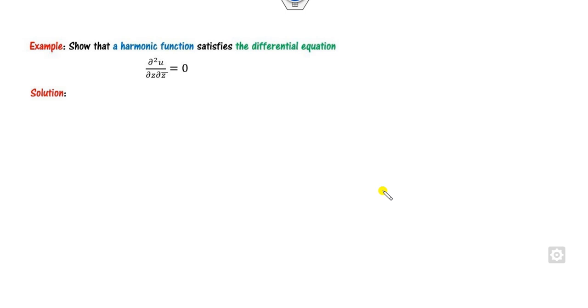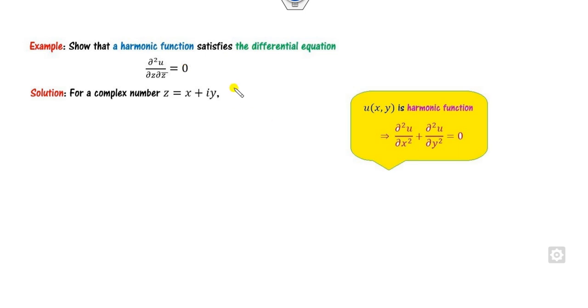Now look at another result. Prove that the harmonic function satisfies this equation. Okay, so what is that? A harmonic function is given to you, which means this is already given. Let u be the harmonic function satisfying this one.